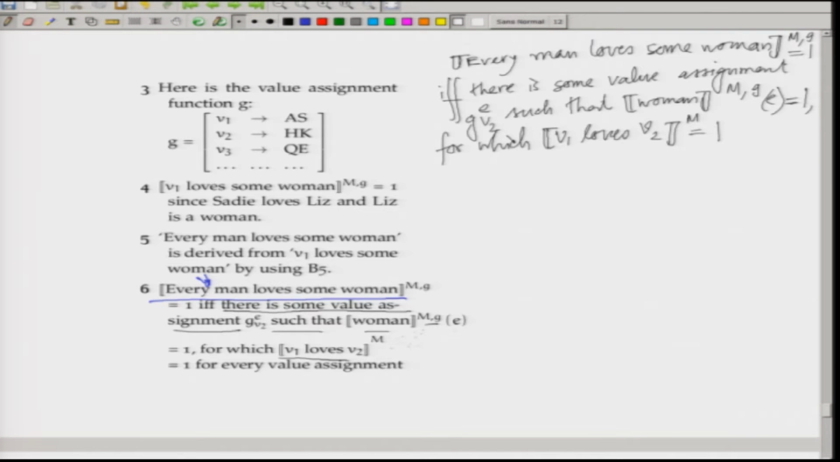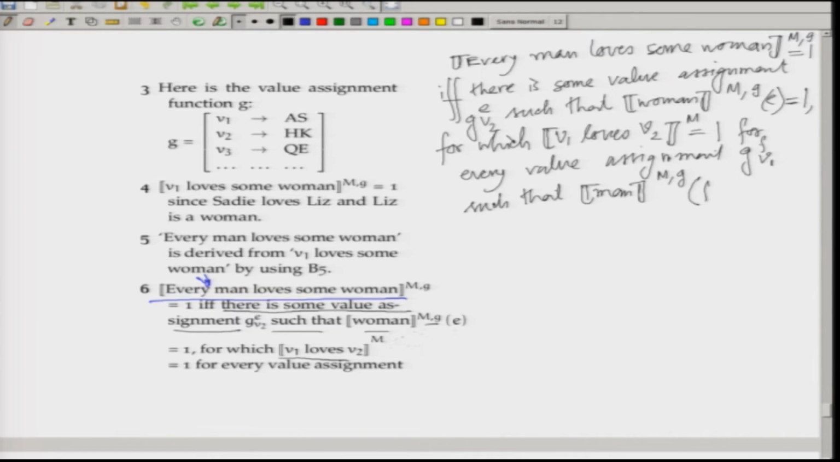I would like to put it this way in the printed format. For which this is 1 for every value assignment G F V1 such that now it is about man M G F equals 1. This is how I would like to put it, and we shall see how it works.